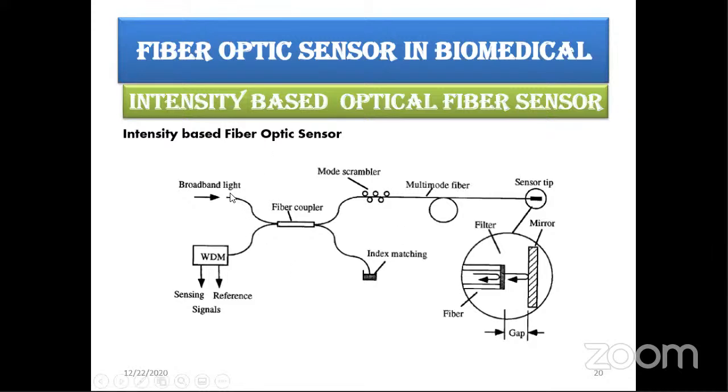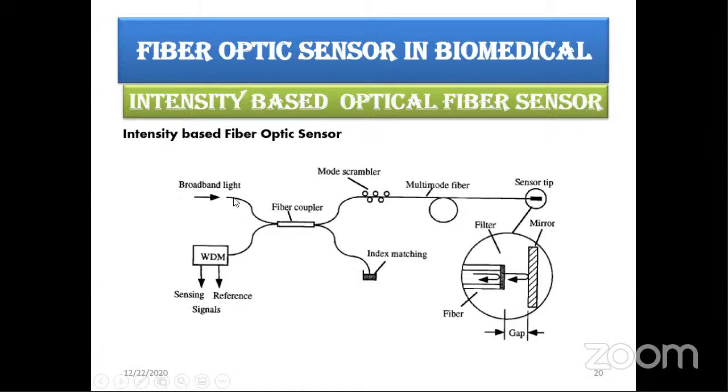Consider this diagram. If any vibration occurs here, either on this side or from this to that, that vibration will be measured. If there is any vibration, there will be a change in the light sent from one end to the next end, and the vibration amplitude is measured by the sensor. So based on this light, if there is any vibration, that vibration amplitude is measured in the intensity based fiber optic sensor.